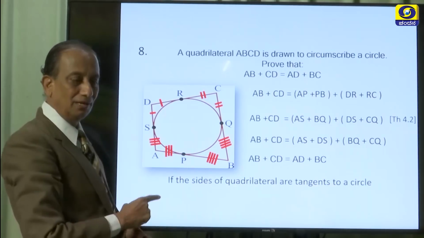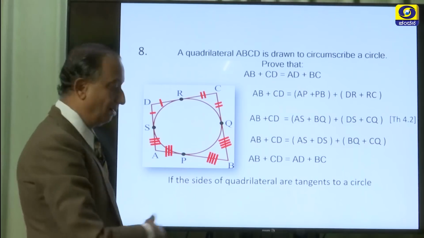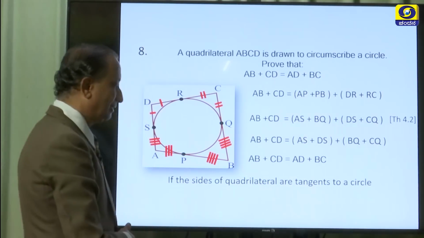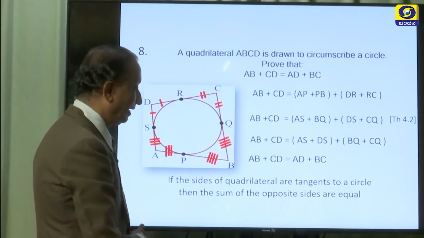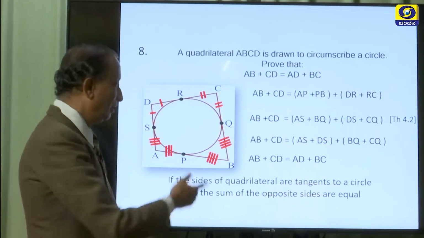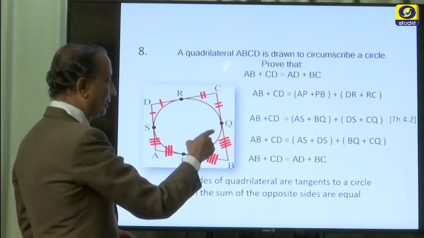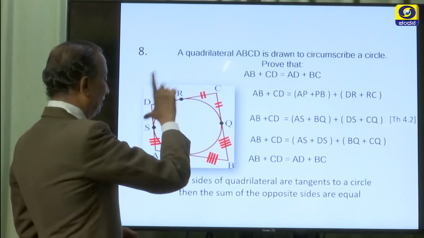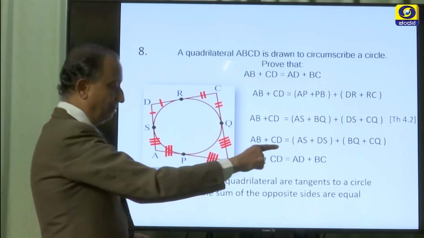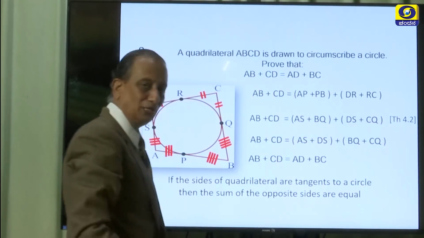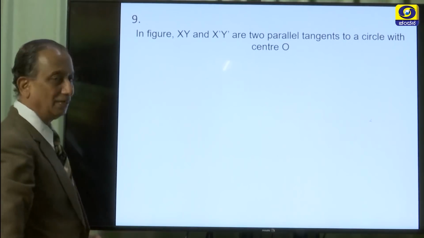So, this can be so nicely remembered as, if the sides of a quadrilateral are tangents to a circle, then the sum of the opposite sides are always equal. If all these four sides are the tangents to a circle, then this plus this is always equal to this plus this. This is because of theorem number 4.2. Okay. Now, another important problem, let us try to understand.